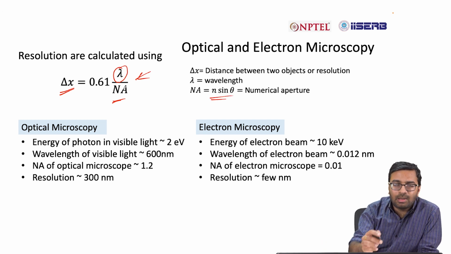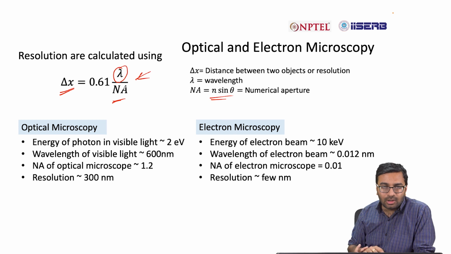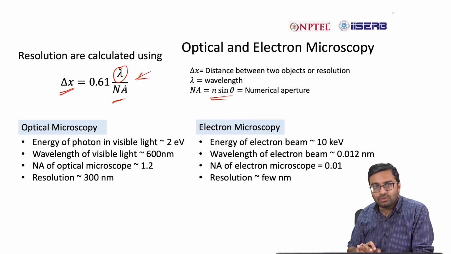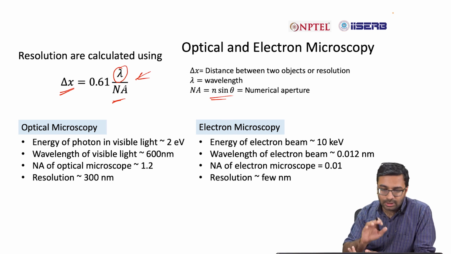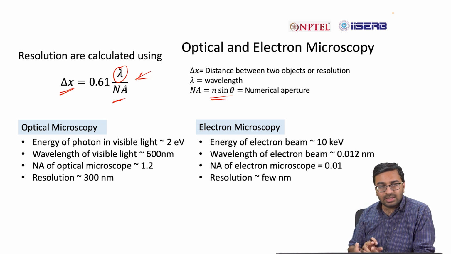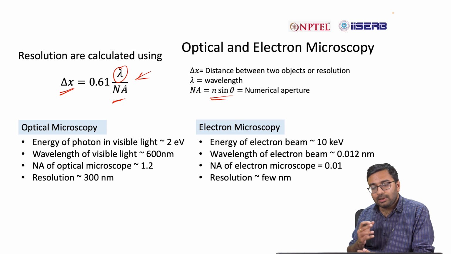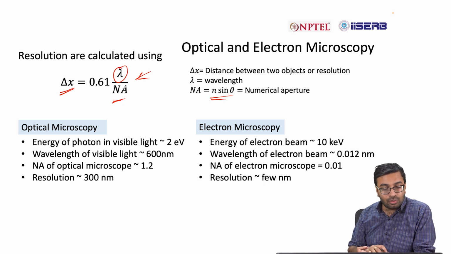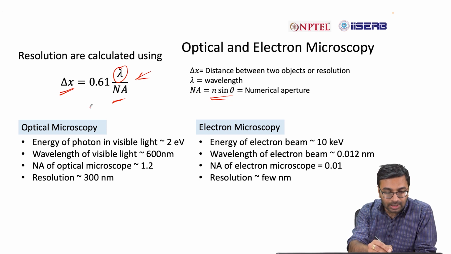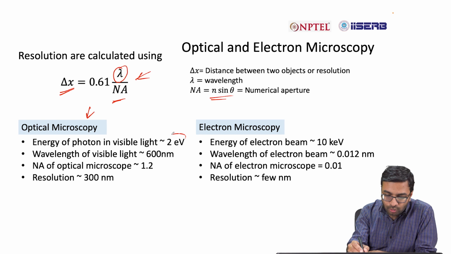These details you probably have already studied in optics or courses related to optical microscopes. I am not going into details of that, but there are certain differences that I have said between optical microscopy and electron microscopy. One of the major differences is, in the case of an optical microscope, the energy of a photon is around 2 electron volts.